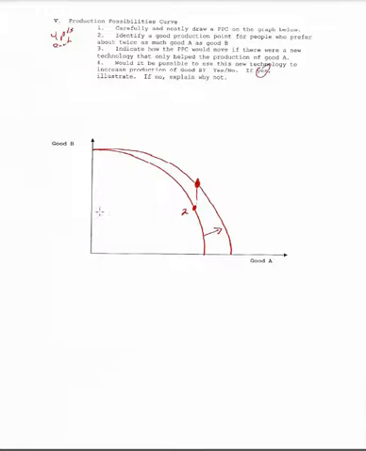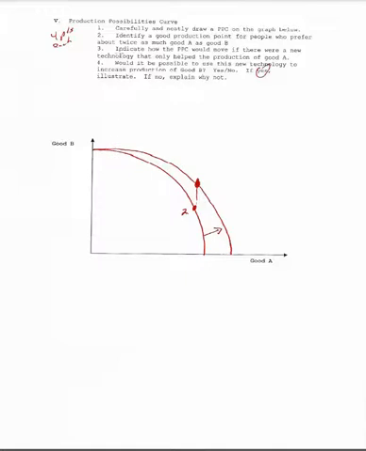If I gave you this very same problem on your final exam and I told you that people preferred equal amounts of A and B, it would be up here somewhere at about 45 degrees. If I told you that they preferred 10 times as much good B as good A, they'd be way over here someplace with lots of B and hardly any A.